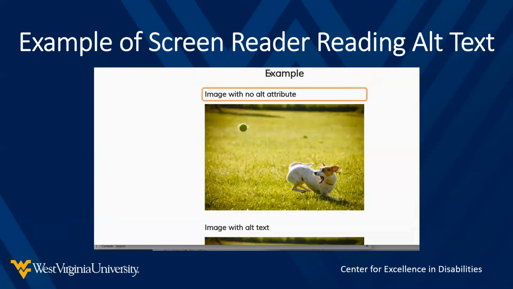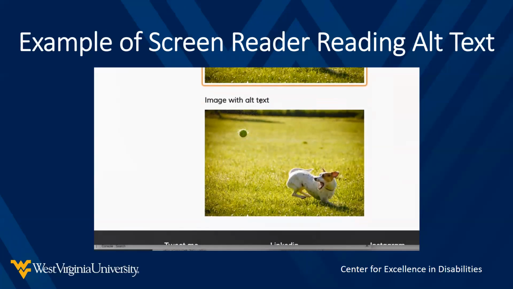Image with no alt attribute. Heading 2. Example 123 image. Image with alt text. Heading 2. A small dog running across a grassy field, mouth open, ready to catch a tennis ball.